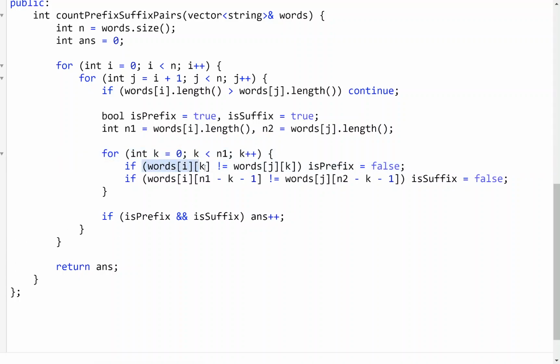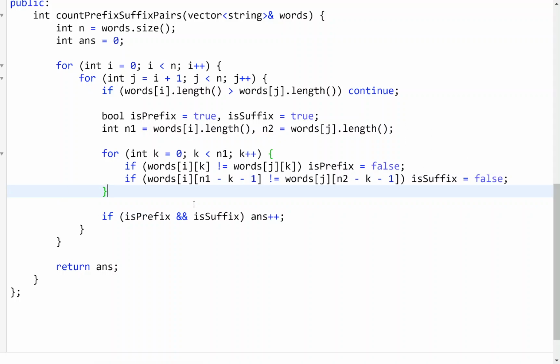For checking prefix, it is very simple. Words of I should be equal to words of j at k. The character at kth index in the first string should be equal to the kth character of the second string. Otherwise, if this condition is not true, that is, if the characters are not equal, in that case, it is not coming as a prefix. So I will just set its prefix equal to false. Similarly, for suffix, I am comparing the kth character from the back, and here also the kth character from the back. And if both of them are not equal, in that case, the first string is not coming as a suffix, and I will just set it false.